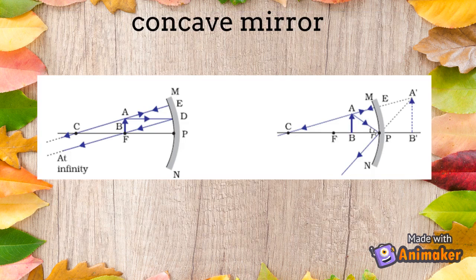In case 5, the object is placed at focus and the image displayed will be at infinity. In case 6, the object is placed between P and F, the image formed will be behind the mirror with a nature of virtual and erect.